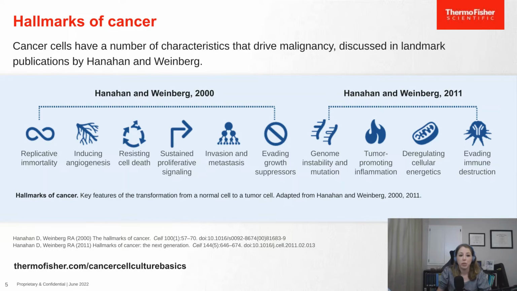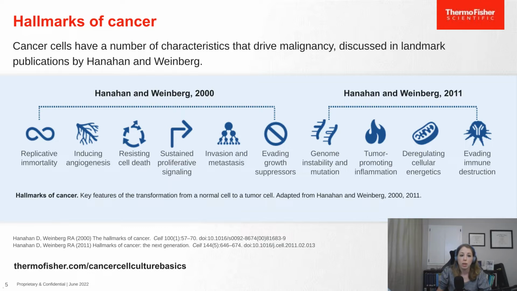So let's next go over the key features of cancer that drive malignancy. These hallmarks of cancer were outlined in a landmark paper by Hanahan and Weinberg in 2000, and they updated and extended their list in another publication in 2011. These papers have become must-reads for new cancer researchers, and I'm happy to report that an overview of these hallmarks can be found in Thermo Fisher Scientific's Cancer Cell Culture Basics Handbook.